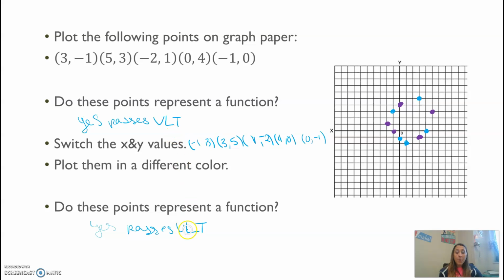So yes, they both passed the vertical line test. We've got these plots. This graph would be discrete. Both of them are discrete, meaning that we don't have lines connecting them. So hopefully you didn't connect the lines.